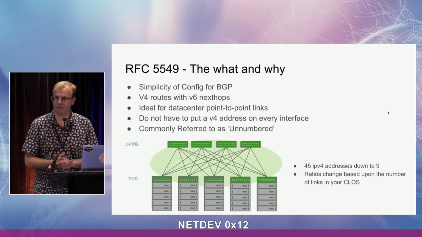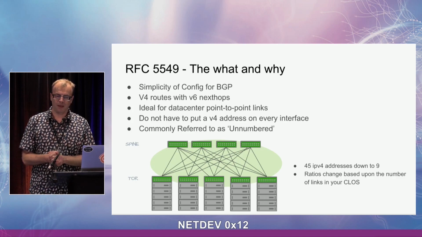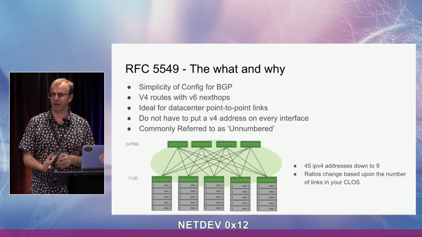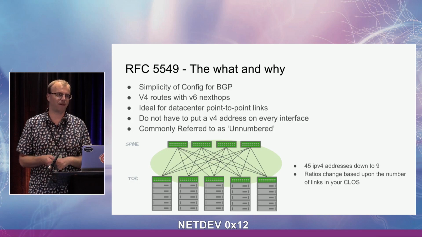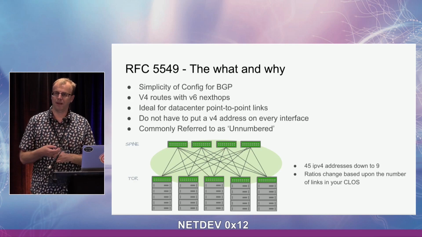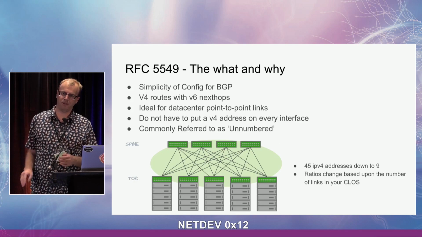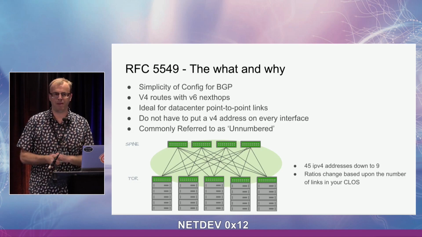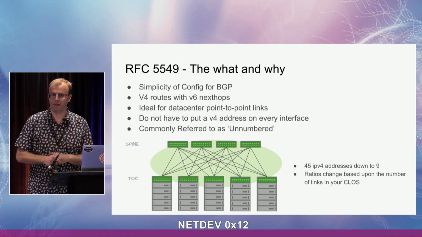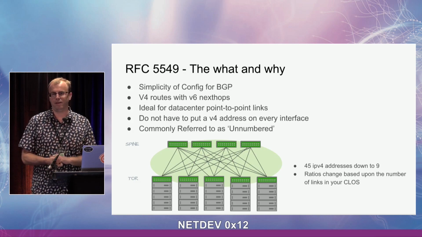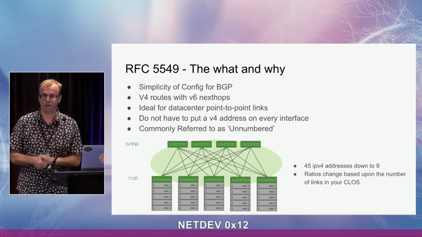So what is RFC 5549? It's the ability to have V4 routes with V6 next hops. So think about it from I have a V4 pod and I want to get somewhere else, and I can specify how to get there with V6 next hops. So why would I want to do that? Well, maybe I'm running out of V4 address space, and I'm very limited in how much I can use. Well, this allows you to get around that. It's really ideal for data center point-to-point links.